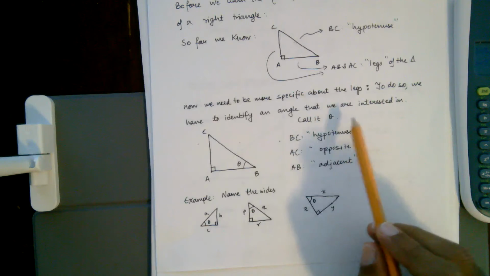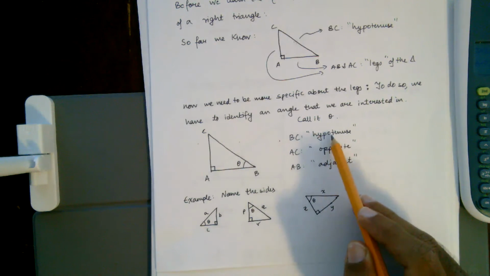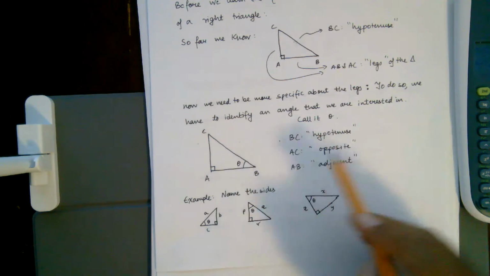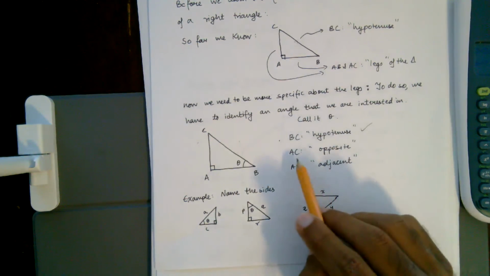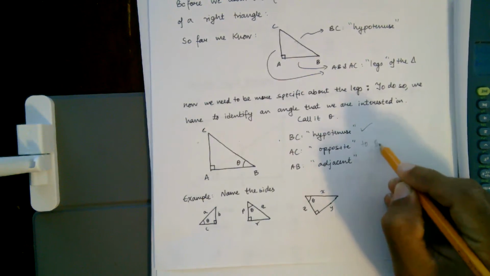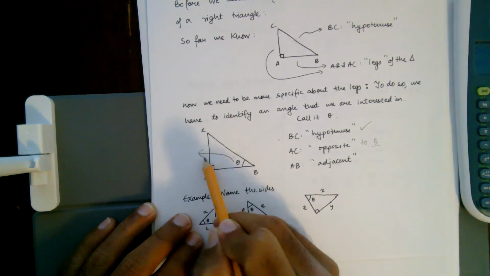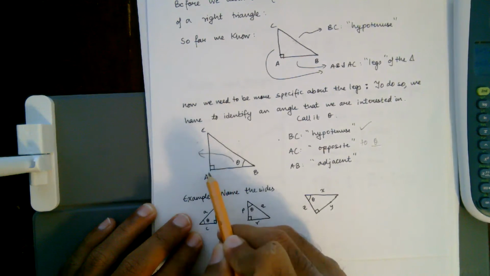And we have to identify an angle that we are interested in. Let's say I choose angle B and I call it theta. Then BC is the hypotenuse, we already know that. The side AC is said to be opposite because it's opposite to theta. So if you look at theta and you're facing outward from theta, the side that is opposite to theta is AC, and that's called opposite.